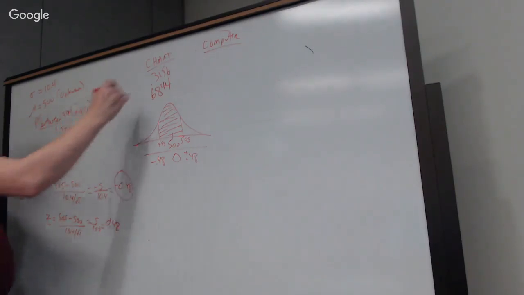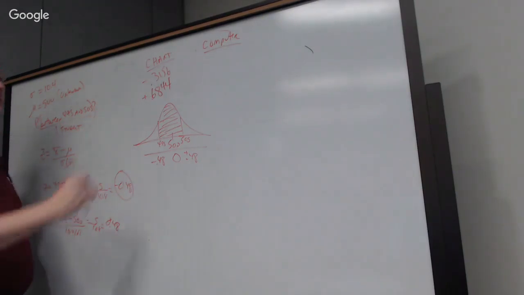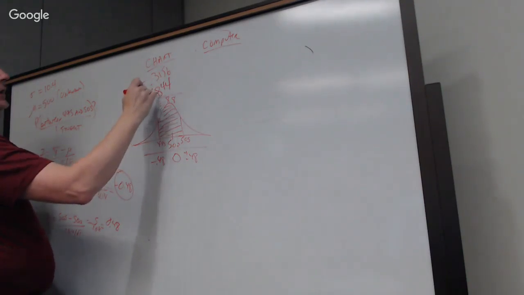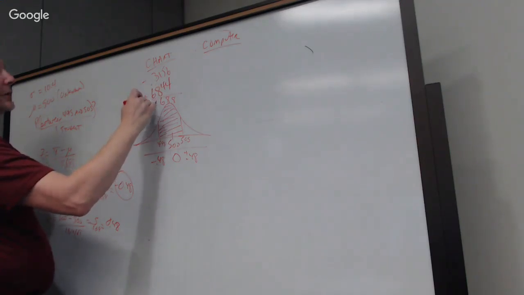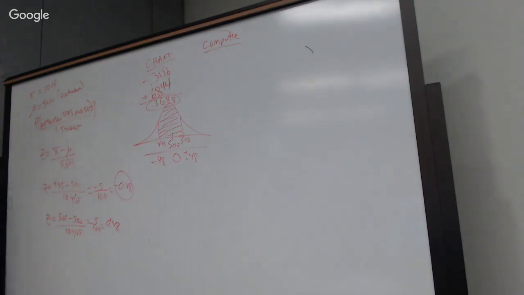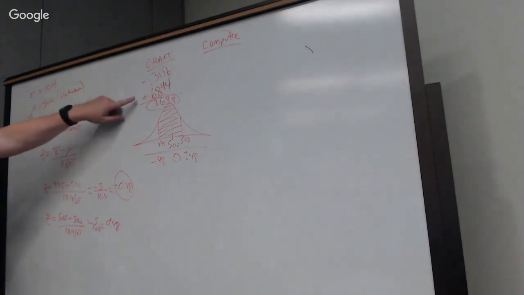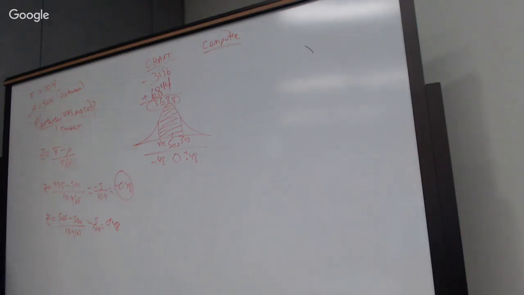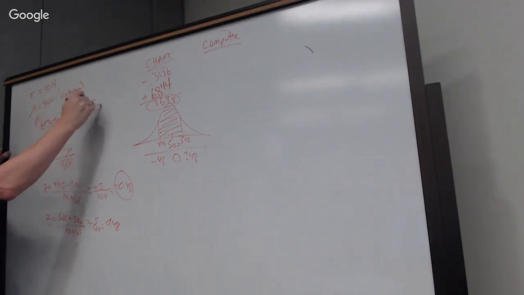From 1. So it's going to be this minus that, which equals 0.3688. That very last part, you subtracted what from what? I took the big number minus the small number. That's how you get the center. So the probability that one student gets a score between 495 and 505 is 0.3688.